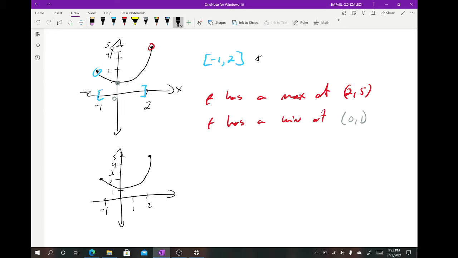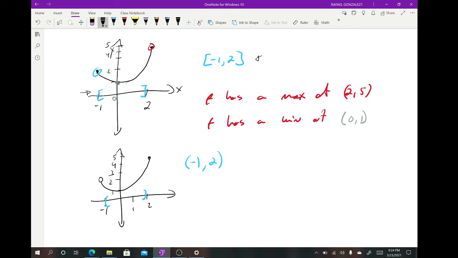But now at the endpoints, I don't want to do that. At the endpoints, we have open circles, because our domain now, or our interval, instead of being from -1 to 2, is now from -1 to 2 but without the endpoints included. So we are not including the endpoints here.